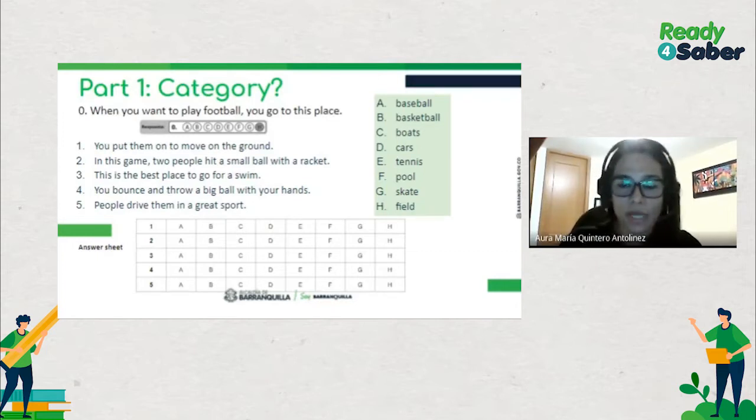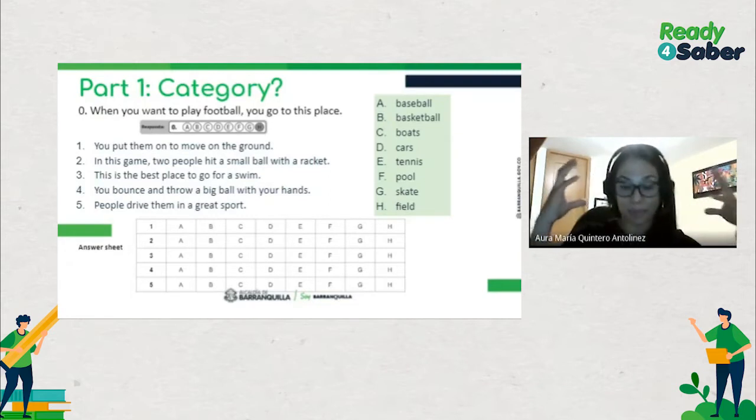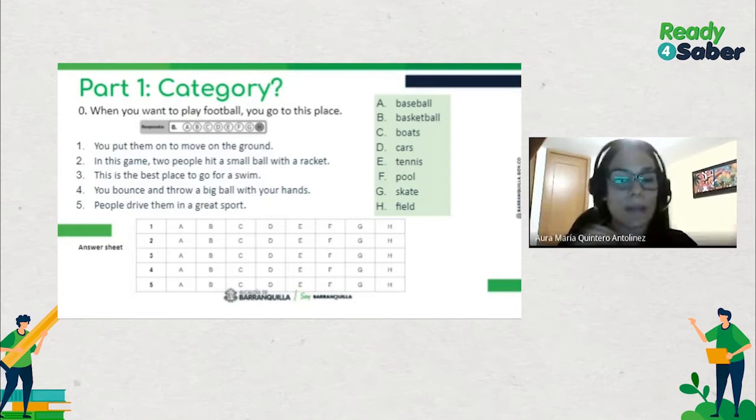This is the category. And if you look at the vocabulary, we have baseball, basketball, boats, cars, tennis, pool, skate, field. What is it? Sports. Okay, good. Category will be sports. Good, Luisa. So keeping that in mind, keeping that the category is sports, we're going to match definitions and words, right? And vocabulary. So let's go with the first one.